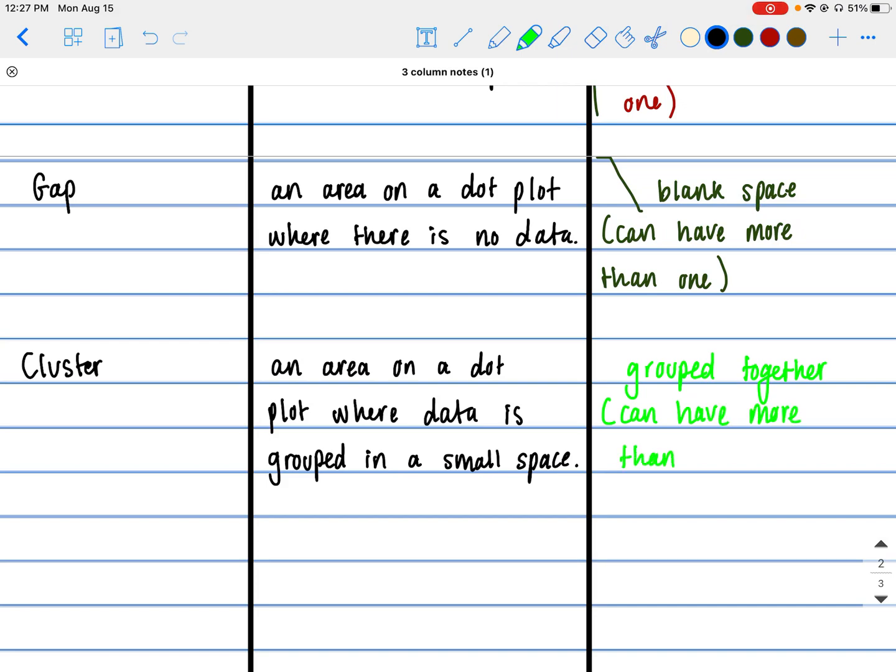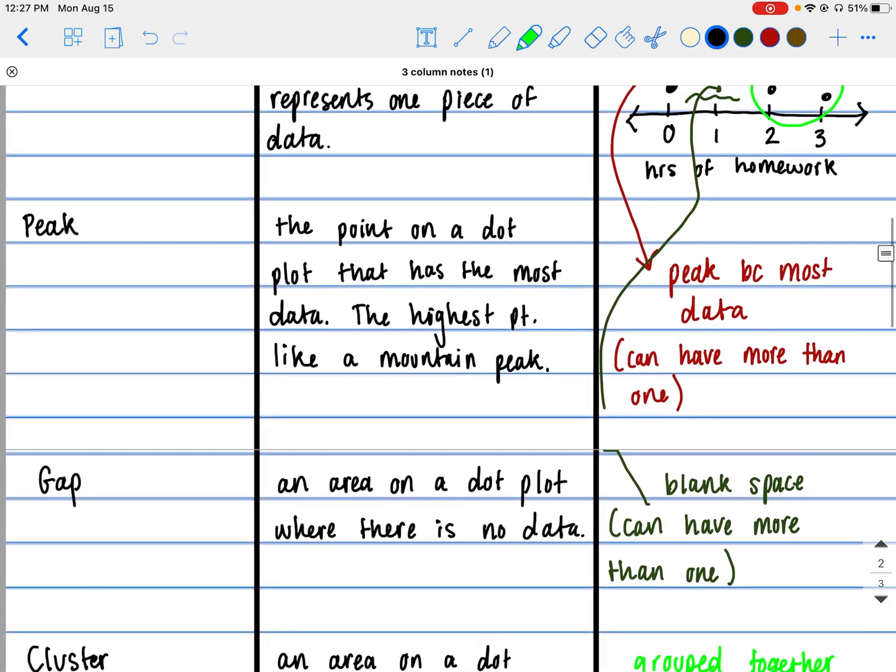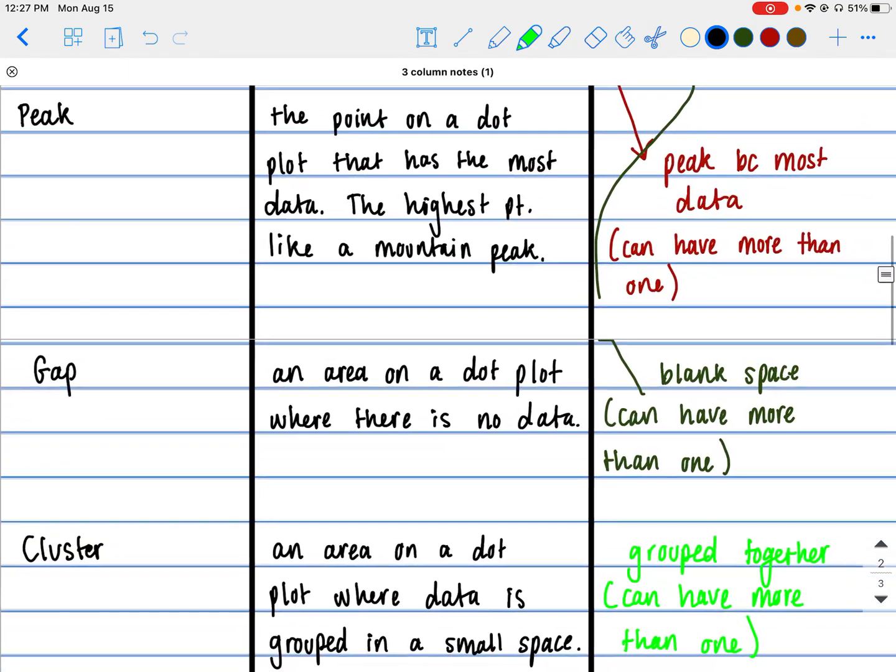All right, so those are some ways, more than one, that we can describe different points on our data, on our dot plot. Now maybe at the end, if we have time, we can create another example for dot plots.